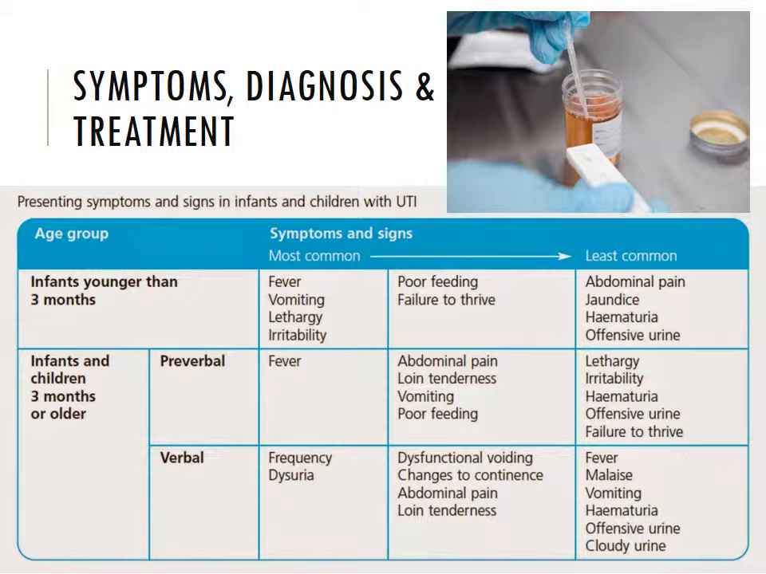Identify contributing factors to reduce the risk of recurrence. Prevent systemic spread of infection. Ensure adequate or increased fluid intake. Preserve renal function, and if hospitalized, give medications, IV fluids, and monitor intake and output.